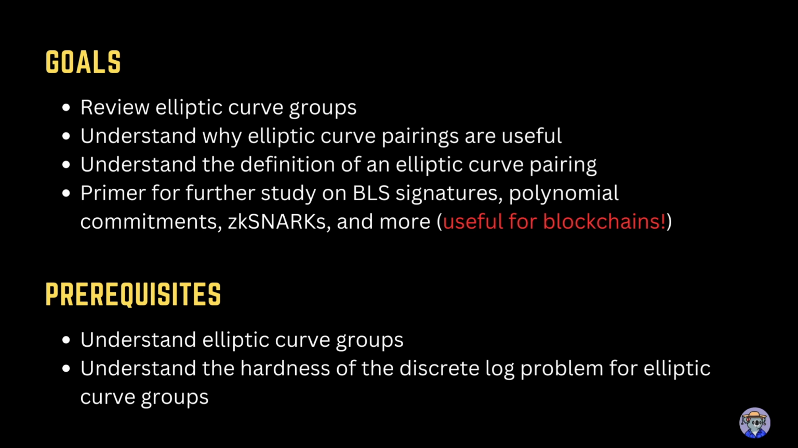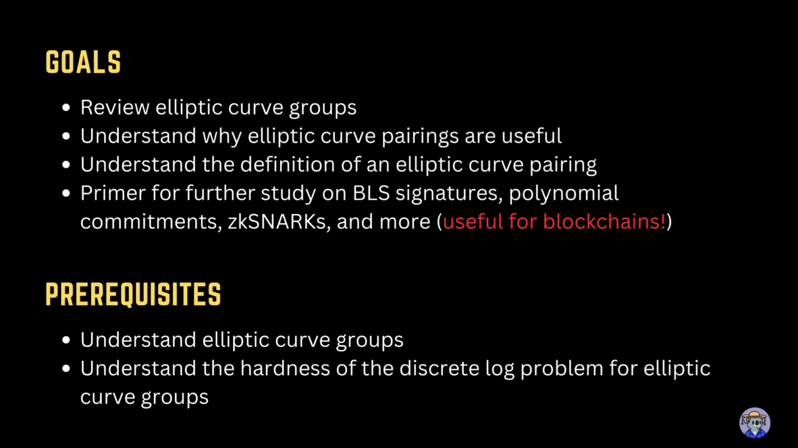So if you are not familiar with what an elliptic curve group is, or with the discrete log problem for elliptic curves, then I encourage you to go back and watch that video first, and then come back to this video afterwards. Now today we're going to be looking at elliptic curve pairings. Once thought of as a weakness for elliptic curve groups, nowadays we see this as an amazing ability that allows us to do really cool things in cryptography. It's not a bug, it's a feature.